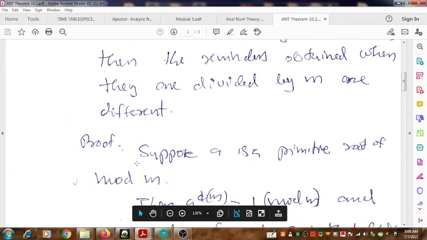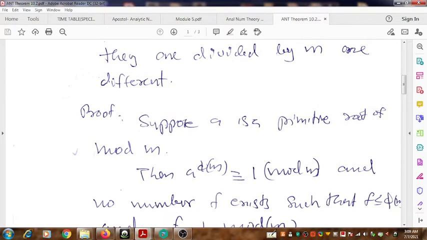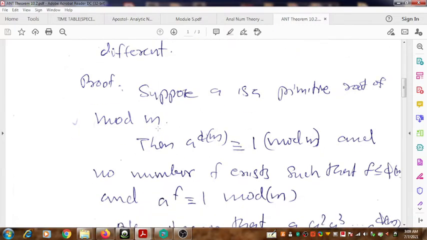Okay, now we can discuss the proof of the theorem. Suppose a is a primitive root mod m. Then, using the definition of a primitive root, a raised to phi(m) is congruent to 1 mod m.